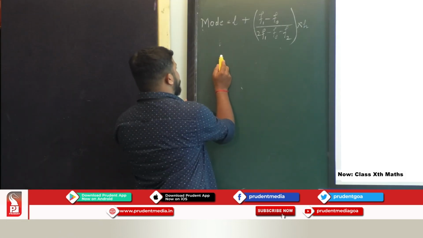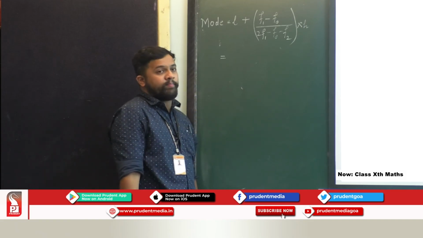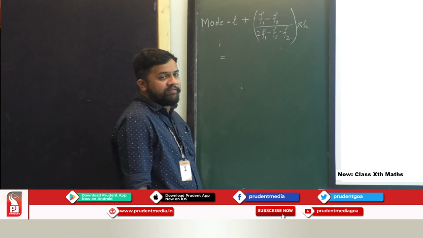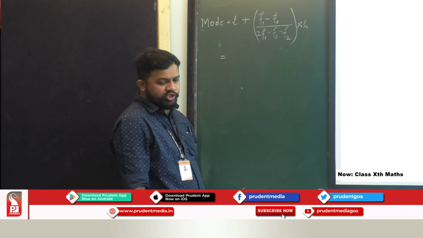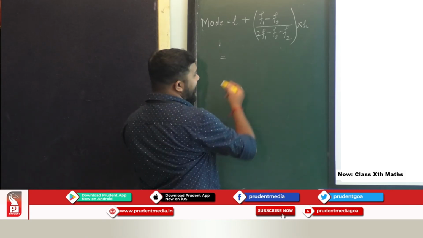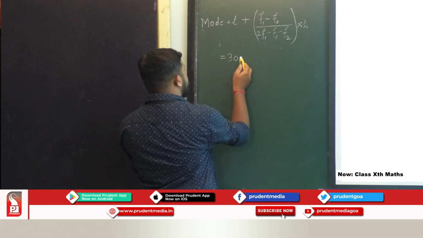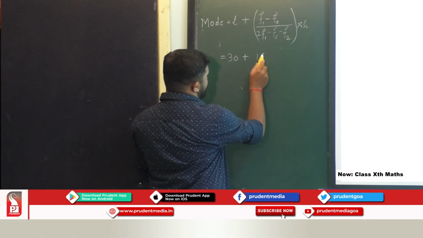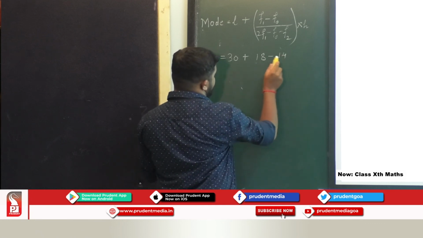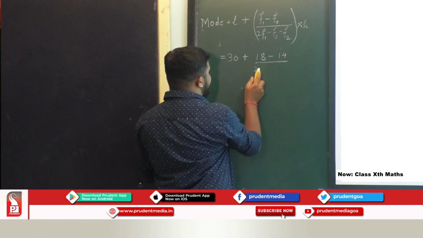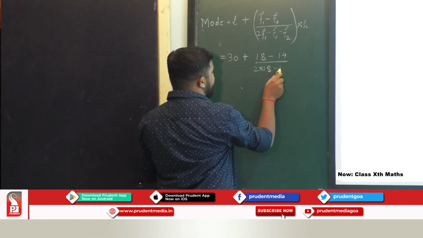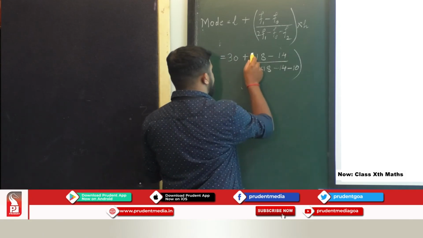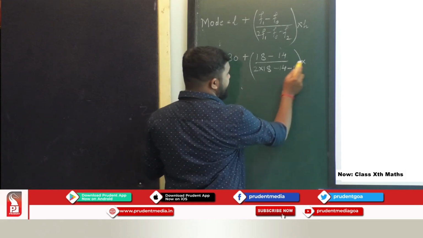First we write the formula. The formula is mode is equal to L plus F1 minus F0 upon 2F1 minus F0 minus F2, multiplied by H. Substitute the values: L is 30, plus F1 18, F0 14, 2 into 18 minus 14 minus F2, that is 10. Height is 15.